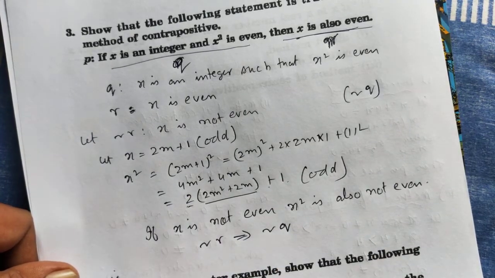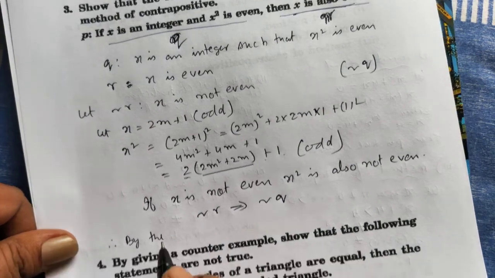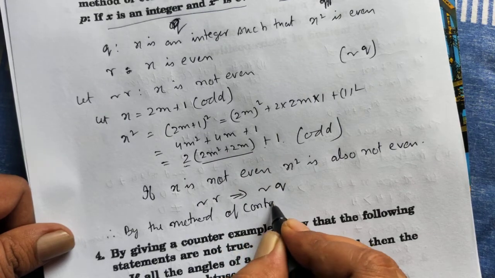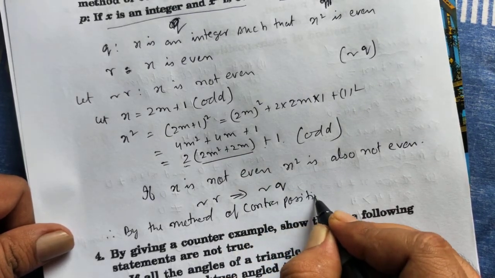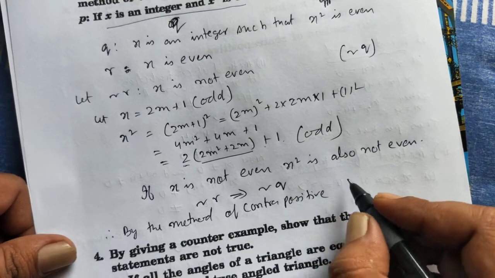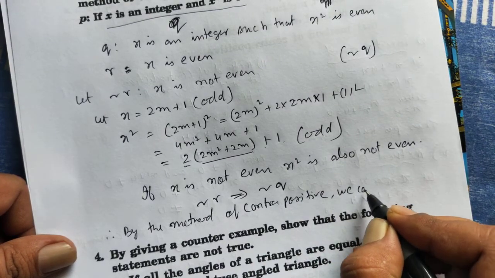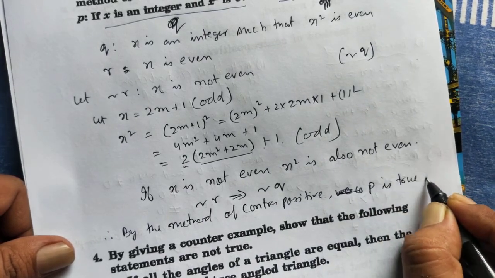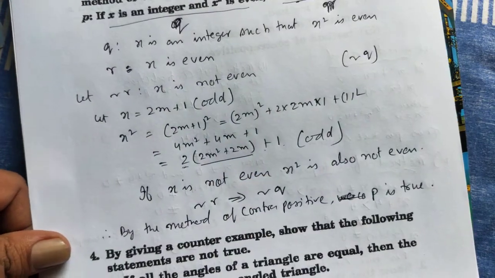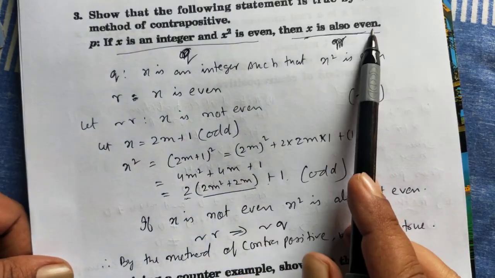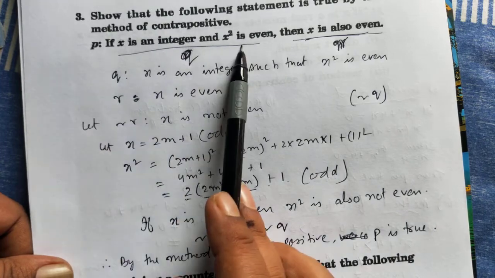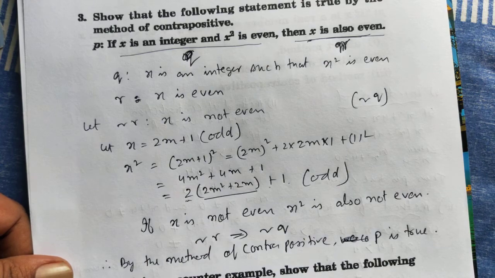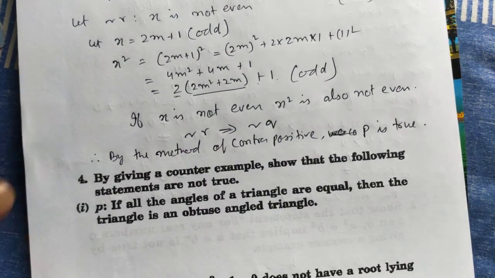Therefore, by the method of contrapositive, we can say that the statement P is true. When we are taking this one as opposite, even this one becomes opposite. They say if x is not even, that means x square is also not even. We're getting that. Okay. Let's do question number 4.